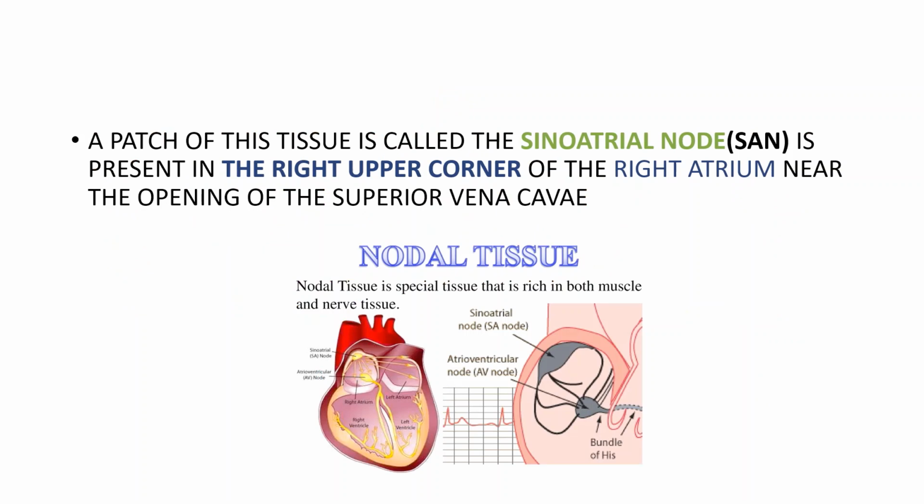See, we can observe a patch of tissue called the sinoatrial node, present in the right upper corner of the right atrium, near the opening of the superior vena cava. We can observe the nodal tissue sinoatrial node in the upper right corner of the right atrium, just near the opening of the superior vena cava.